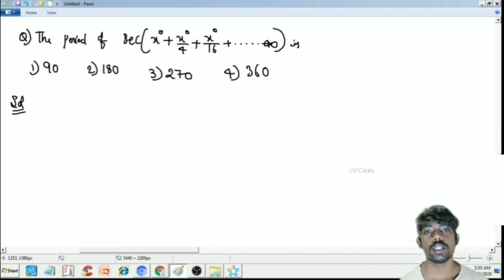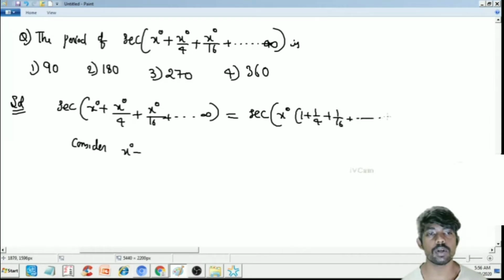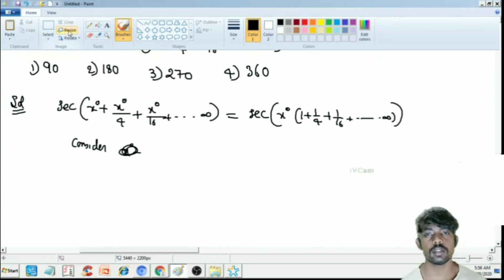The period of secant is given in the question. First, copy it down. Secant of x degree plus x degree power by 4 plus x degree by 16, and so on to infinity. Just consider the series. Take x degrees common from here. It will become secant of x degree times 1 plus 1 by 4 plus 1 by 16 and so on to infinity. So from here consider a series.